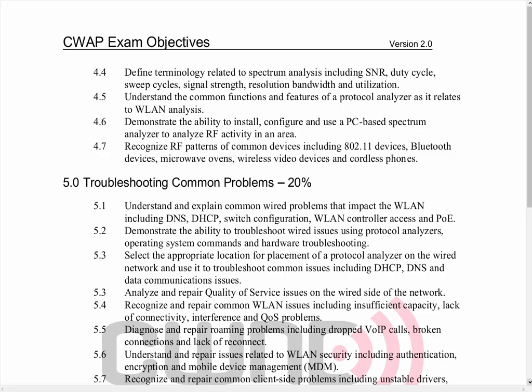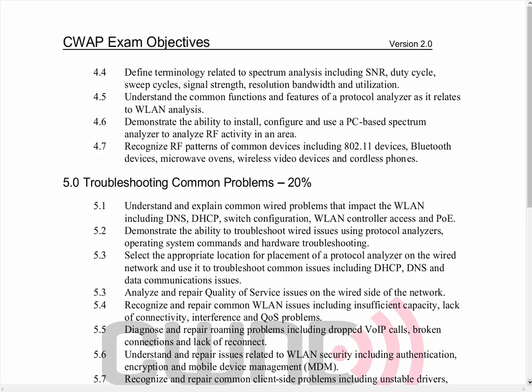And finally, sub-objective 7: recognize RF patterns of common devices, including 802.11 devices, Bluetooth devices, microwave ovens, wireless video devices, and cordless phones. So you pretty well know those are explicitly listed. So you want to make sure you know what Bluetooth would look like in a spectrum analyzer. You know what microwave ovens would look like in a spectrum analyzer. Though they look somewhat different, there are some character traits that they have. So it's important to know that if these are listed specifically in the objectives, you're going to definitely want to know those as you prepare for the exam.